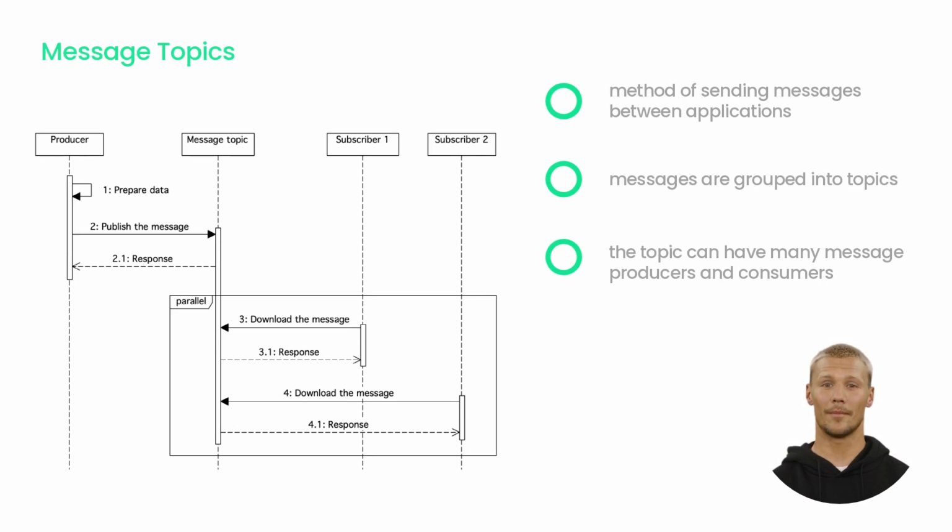In the publish-subscribe method, messages are stored in topics. The messages are published by the producers and transferred to the topic from which the messages are consumed by the subscribers. In this method, there may be multiple recipients of the same message. Popular implementations of message topics are Apache Kafka, Confluent Platform, or Amazon SNS.